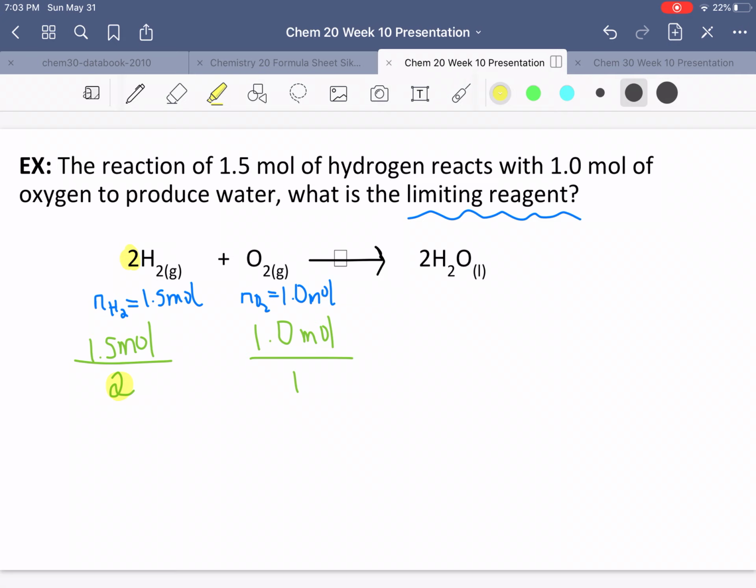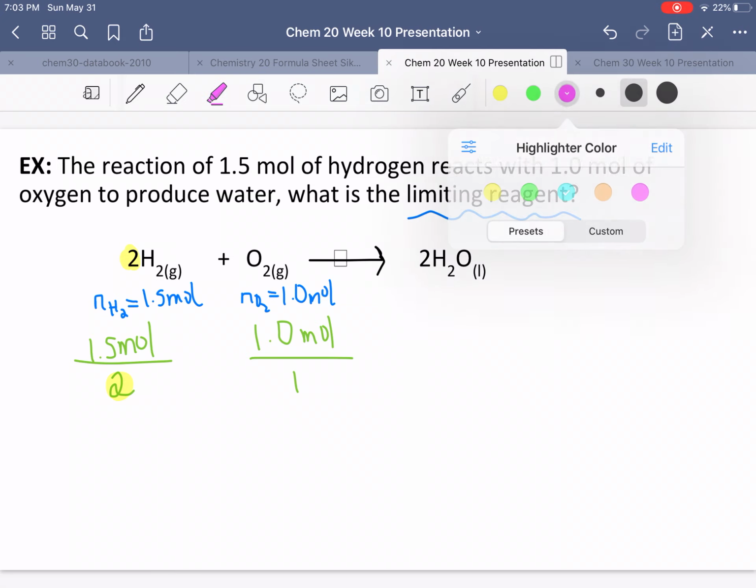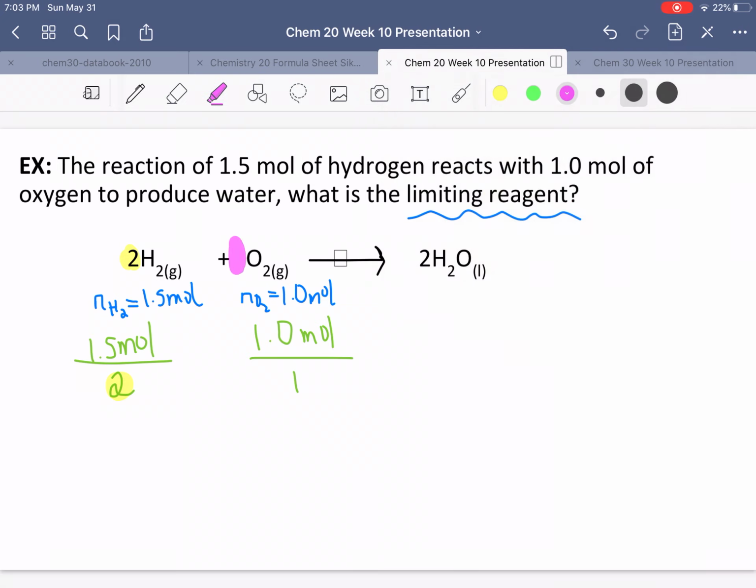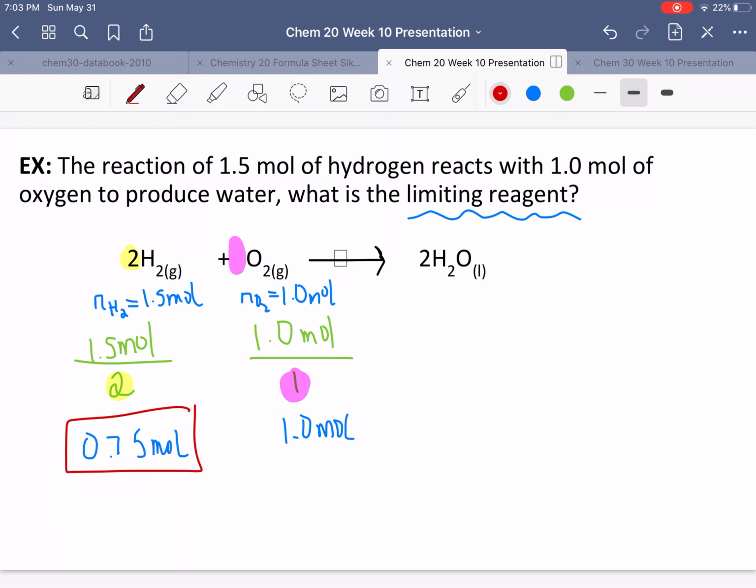Why is it 1? That should be somewhat obvious, right? There's nothing in the front. It's not 0. No, it's 1. We're just lazy about writing ones mathematically. When you do that, you end up with the hydrogen 0.75 moles and with the oxygen 1.0 moles. Then it's as simple as looking at it and asking, which one's lower? This is the lower number. This is our limiting reagent.